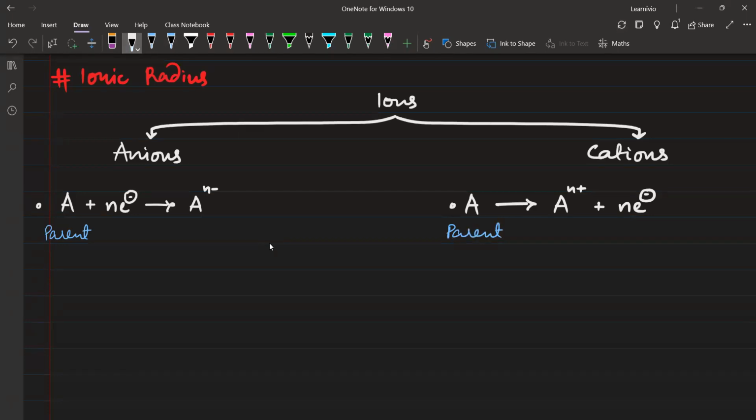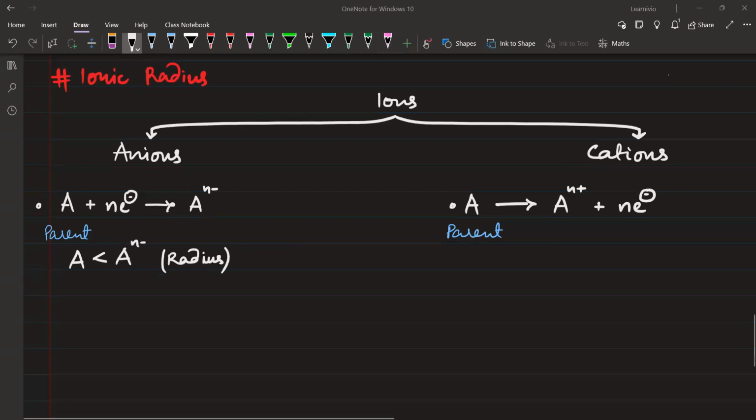So if I compare the parent and the anion, obviously the anion has more electrons, but the proton has not changed. The proton and its attracting capacity is still the same, but it has to attract a larger number of electrons now. What's going to happen? It will not be able to attract that many electrons. The size will increase. So the parent atom will always be smaller than the anion. This is about the radius. If we talk about size, then the anion will always be greater than the parent atom.